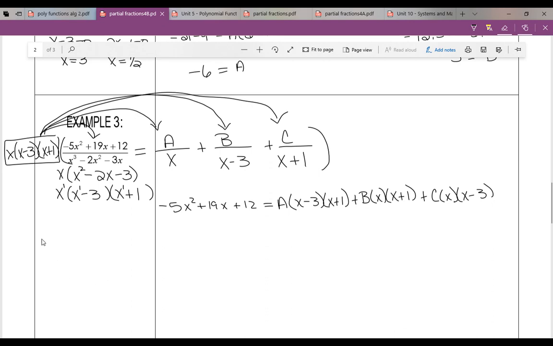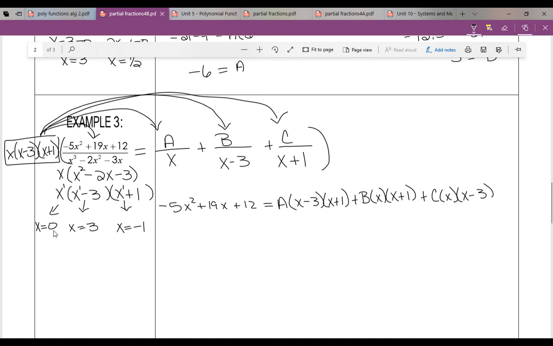So once you get here, you need to know all three numbers. So I'll set x equal to 0 from my factors, x equals 0. From this factor, I get x equals 3. And from this one, I get x equals negative 1. Do you agree with those three numbers? So this time, I have to plug in three numbers because I have three numerators that I have to find.